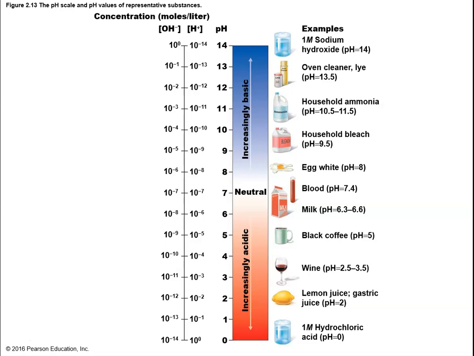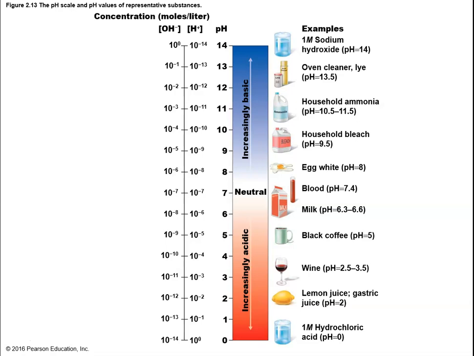If we were to go from 7 to 2, so we're talking about pure water compared to lemon juice or stomach acid. From 7 to 6 would be 10, to 5, 100, to 4, 1,000, to 3, 10,000, to 2, 100,000. So what we would say is that lemon juice or stomach acid is 100,000 times more acidic than pure water. Now we're talking big differences.